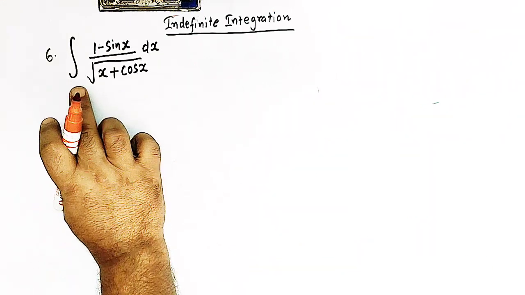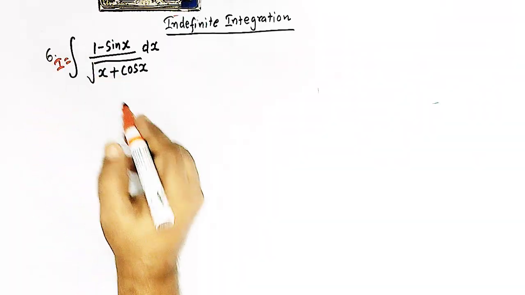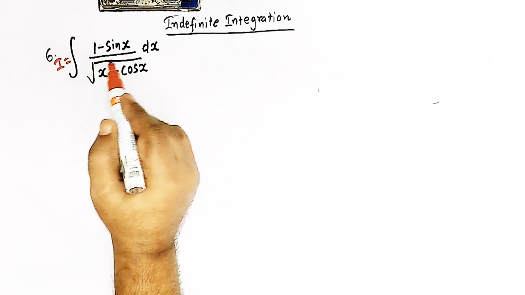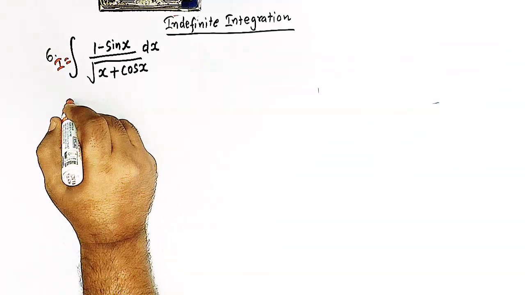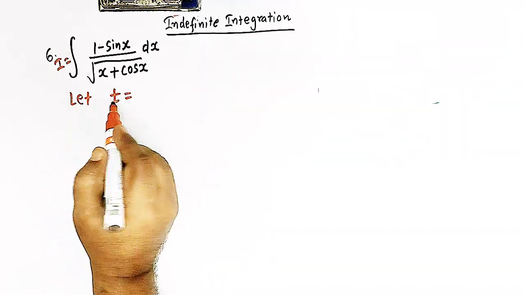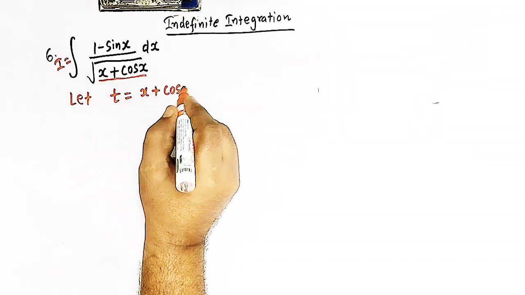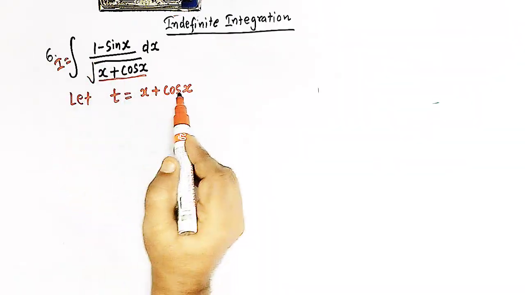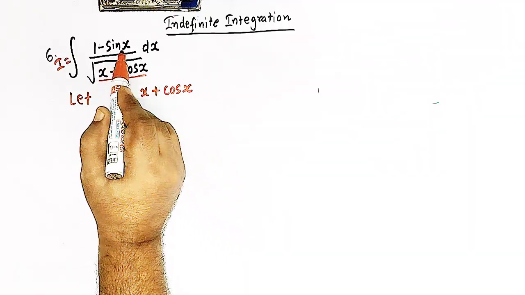So now let us consider this indefinite integral. So here we have to find out the indefinite integral of 1 minus sine x divided by square root of x plus cosine x. So here we are going to make this substitution, that is t is equal to x plus cos x, because the derivative of x is 1, which is over here, and the derivative of cosine x is negative of sine x, which is over here.